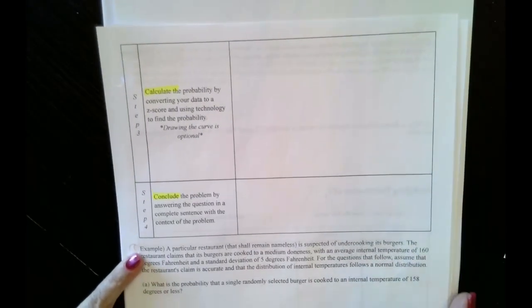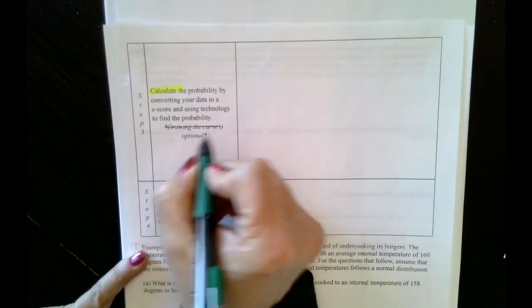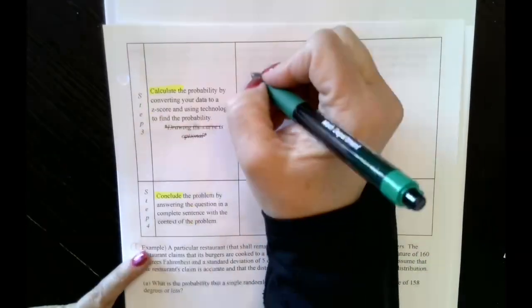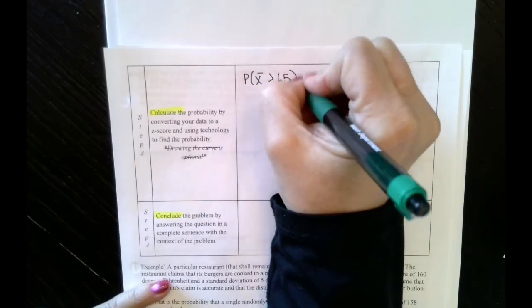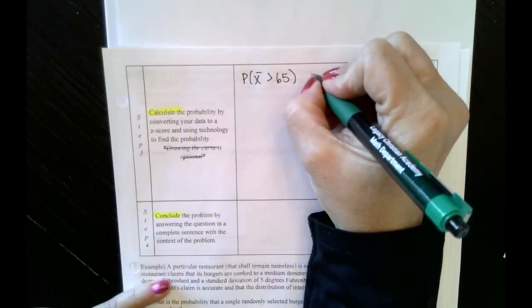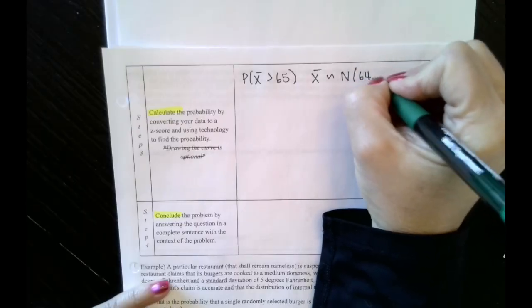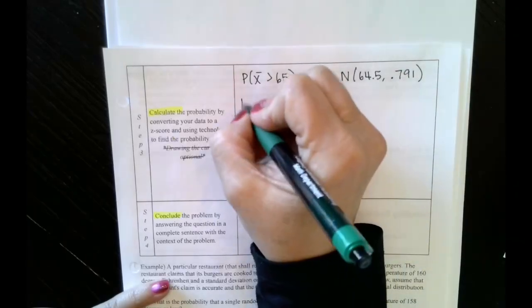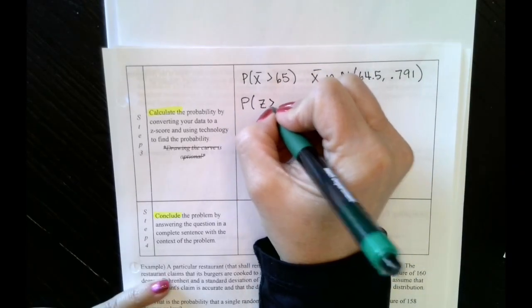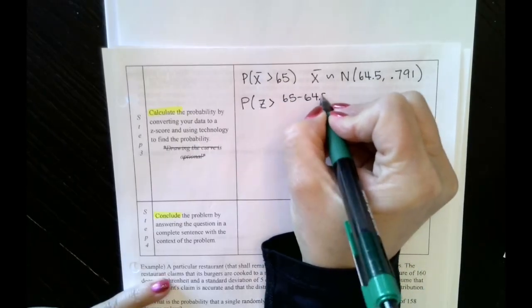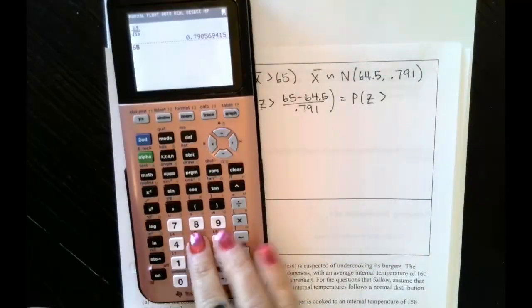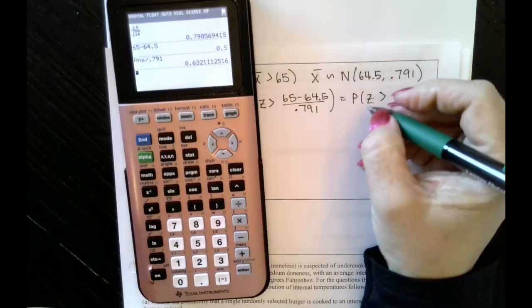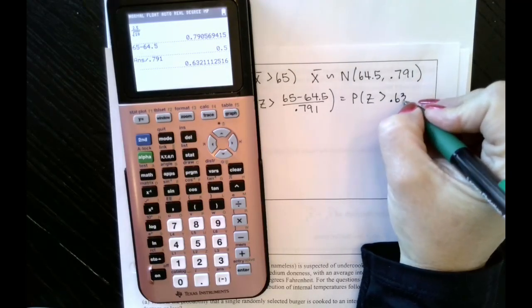Okay, so let's go here. Sorry, it's on the next page, but calculate the probability, converting your data to a z-score. So nothing new. Drawing the curve is optional. Don't always draw the curve. Okay. So again, my problem statement was the probability that the mean is greater than 65. What I know here is that X bar is normally distributed, and we just wrote that down, 64.5 and 0.791. So the probability that Z is greater than 65 minus 64.5 divided by 0.791. Let's see what this is. 0.6321.